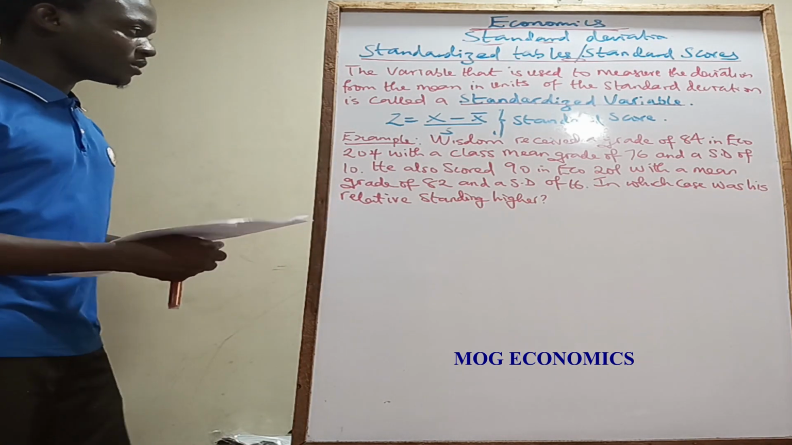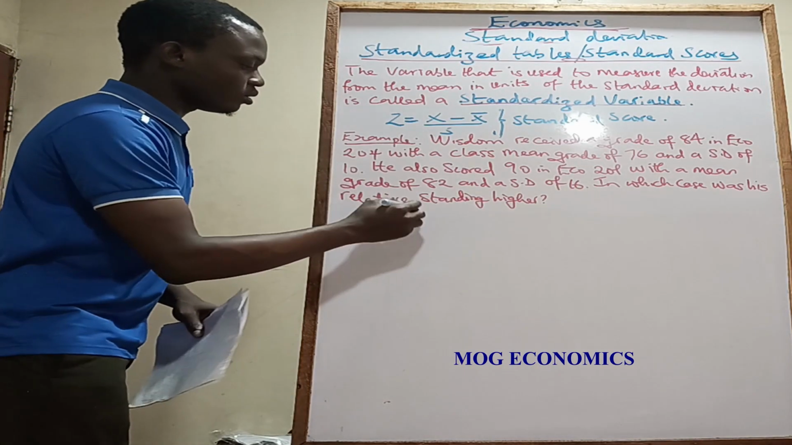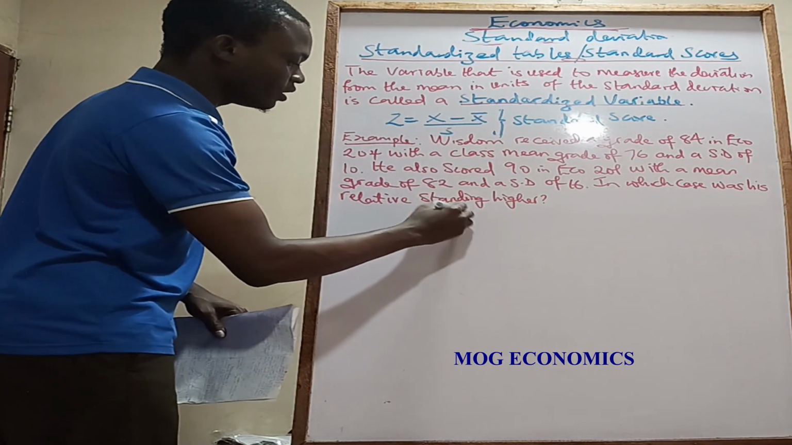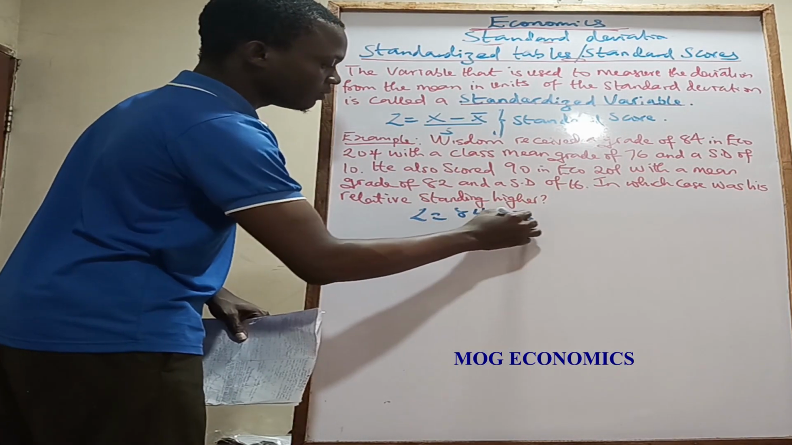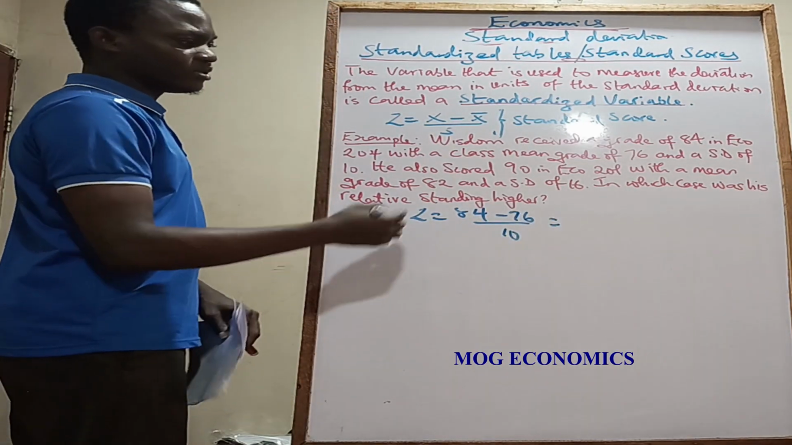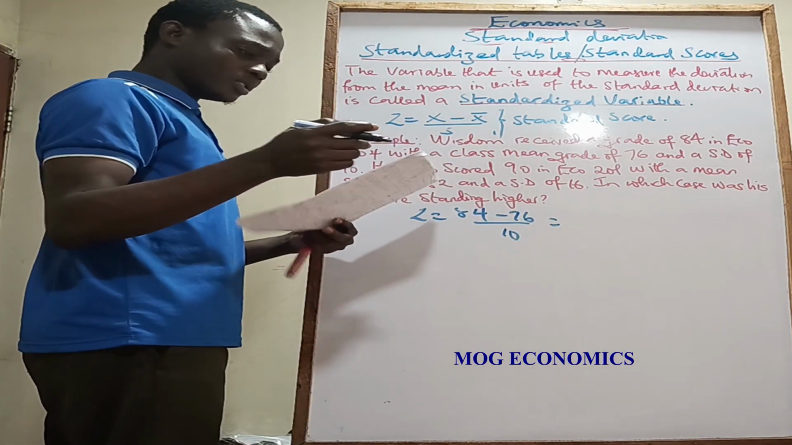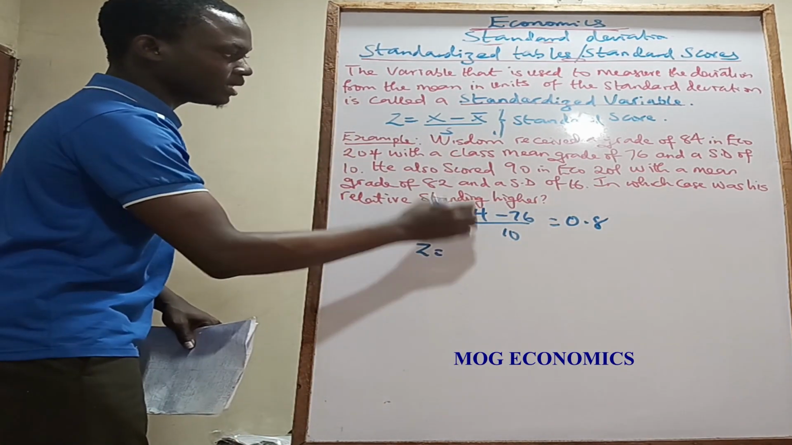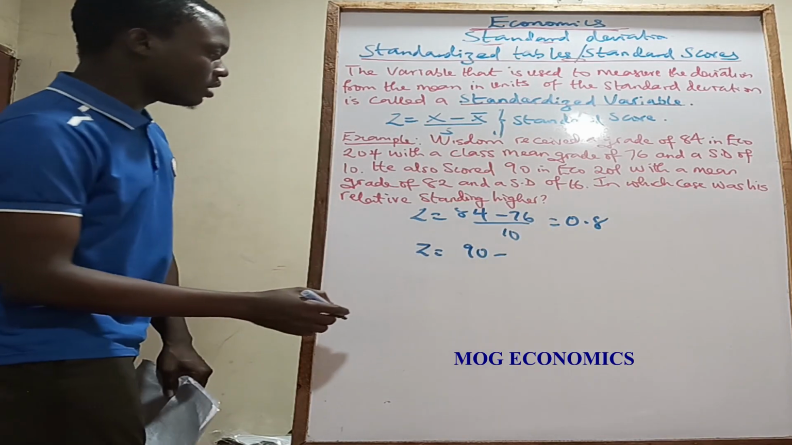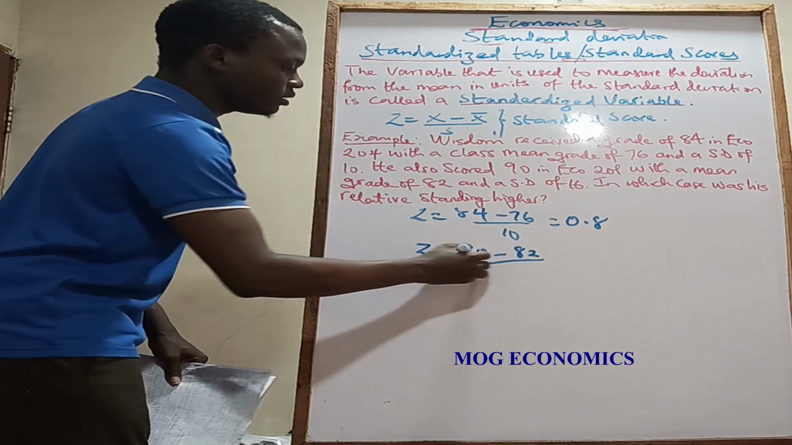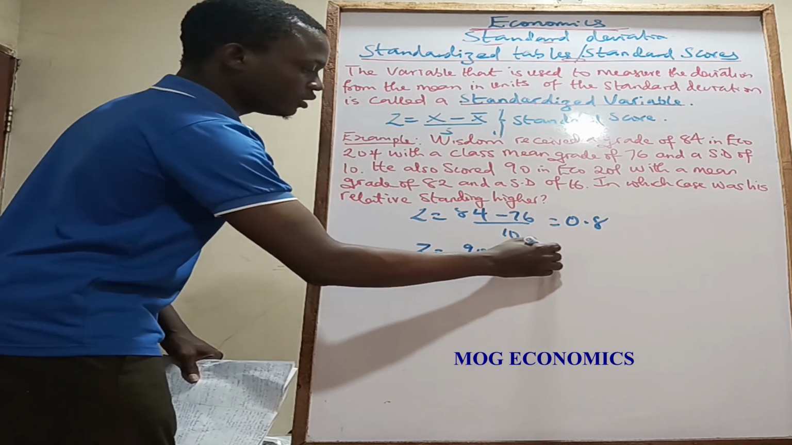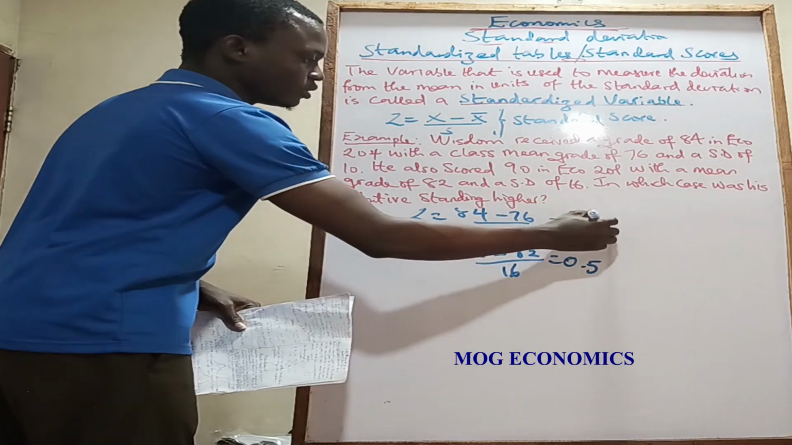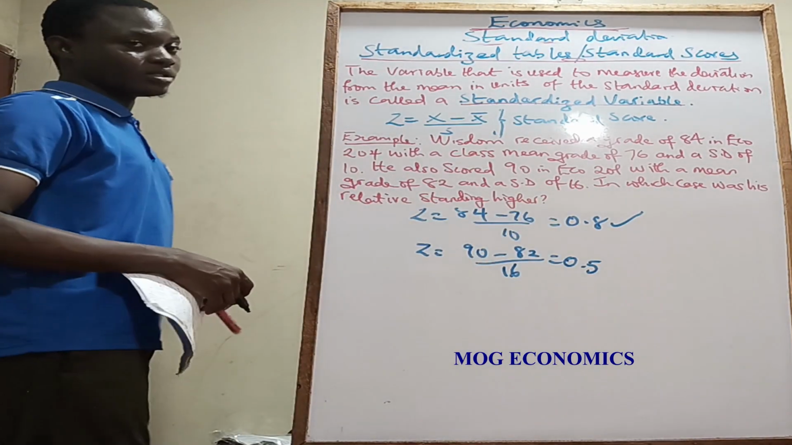For the first course, the Z score, Z equals X, his own score, which was 84, minus the class average of 76, divided by 10. This gives us 8 over 10, which is 0.8. Now for the second one, Z equals 90 minus the class average of 82, divided by 16. That is 8 over 16, which is 0.5.